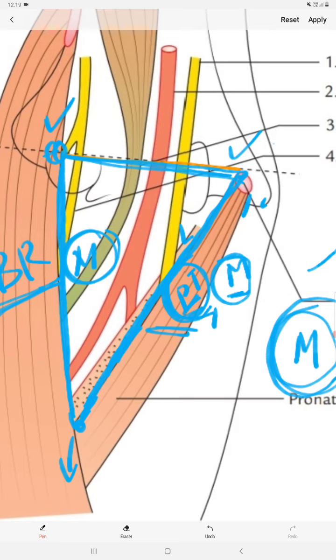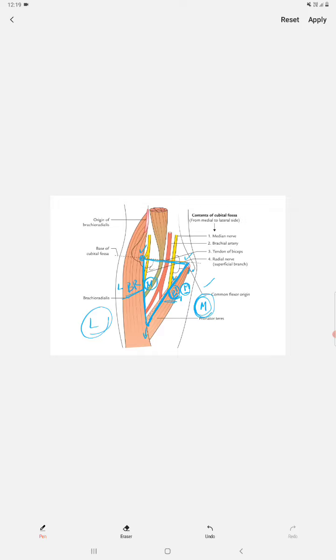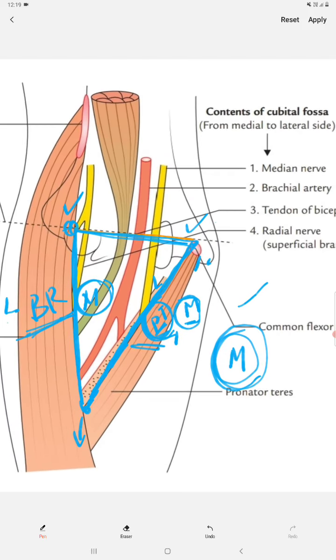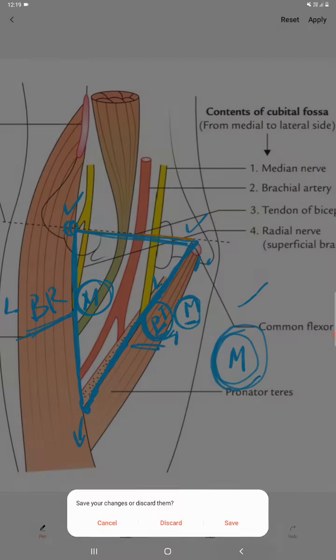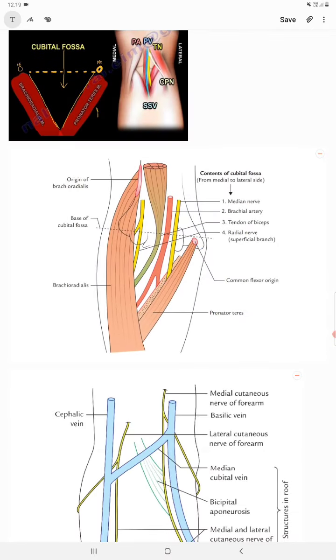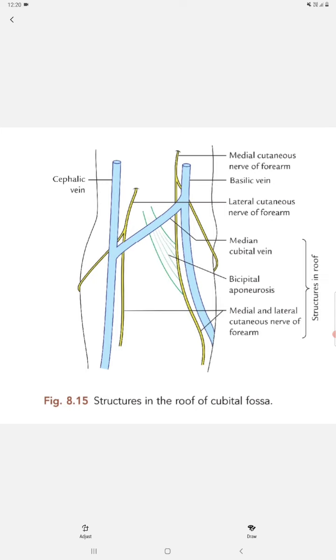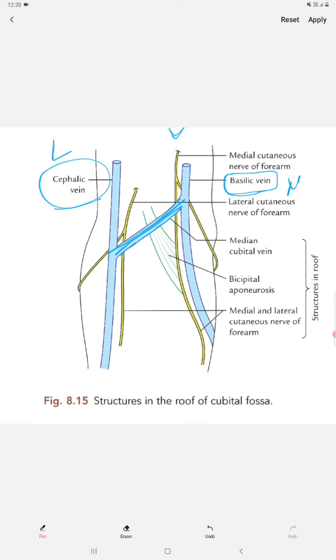And we have two more boundaries also, the floor and the roof. We have already seen the roof. The roof is formed by skin, superficial fascia, and then deep fascia, and the superficial veins present in the superficial fascia. That we can also see in another picture. This is the roof of the cubital fossa. So first of all, skin is present, and then superficial fascia. In that superficial fascia we can see the basilic vein, the cephalic vein, and the vein which connects both, the cephalic on the lateral side and the basilic on the medial side. Both the veins are connected by the median cubital vein.